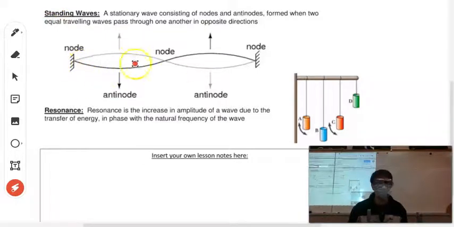Okay, so this is also a picture of a standing wave, where here you have your nodes, and you'll have a node at a fixed end, and then your antinodes here alternating between crest and trough, and here alternating between crest and trough. Now this leads to one more concept I want to talk about, and that's resonance.